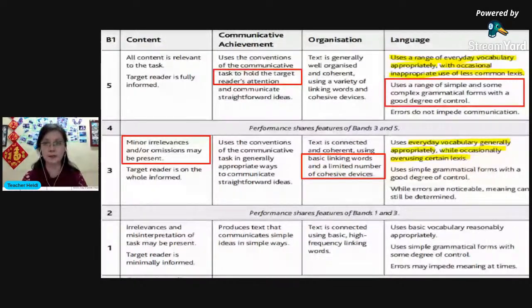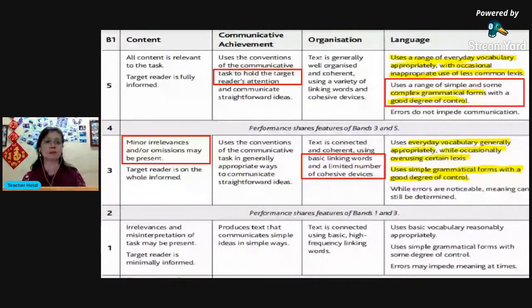And then if you look at the next one here, they need complex grammatical form with a good degree of control. Whereas for here, it uses simple grammatical form with a good degree of control. So they expect you to have a good degree of control over a simple grammatical form. Okay, alright, so let's move on.